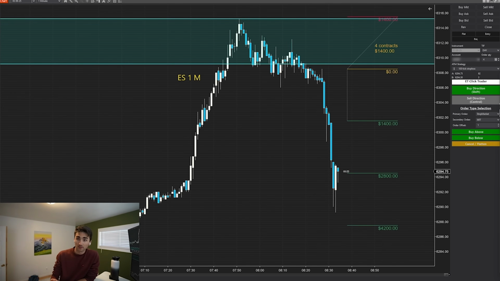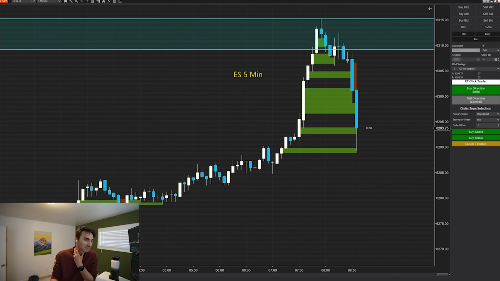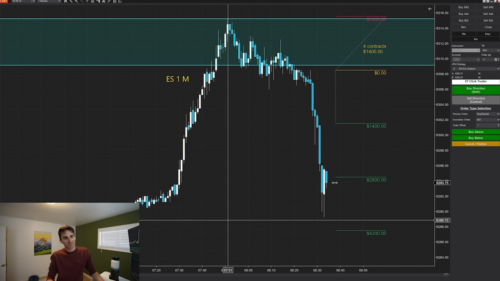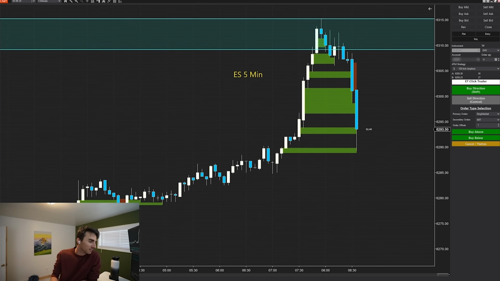Sick trade. That just came out of nowhere. I was not expecting that to happen. After this chop, I was like, I'm screwed. I've lost for the day.